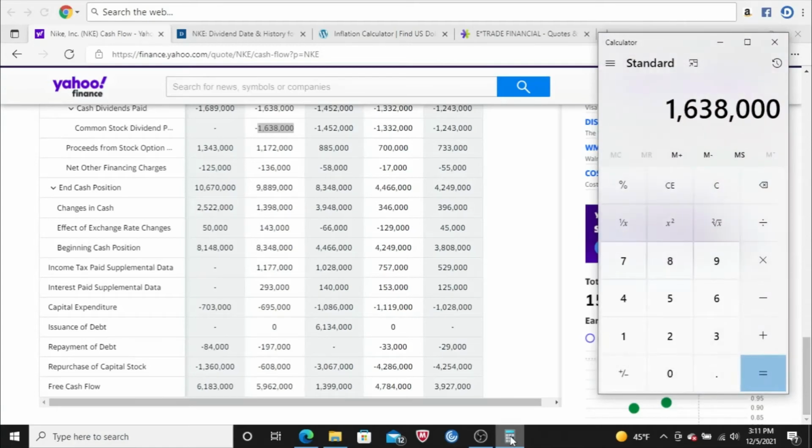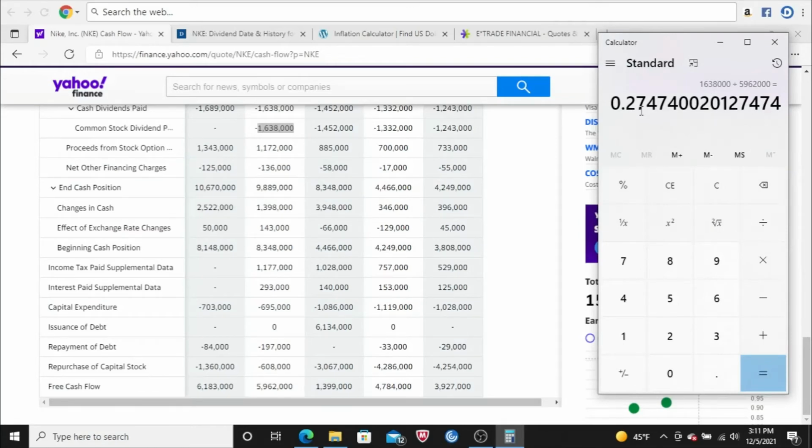Remember, these numbers are in thousands, so it's actually 1.6 billion. But we'll keep it like it is, divided by 5962. And equals, so a payout ratio of about 27.5%. So that's a very good payout ratio. I like anything under 50%.